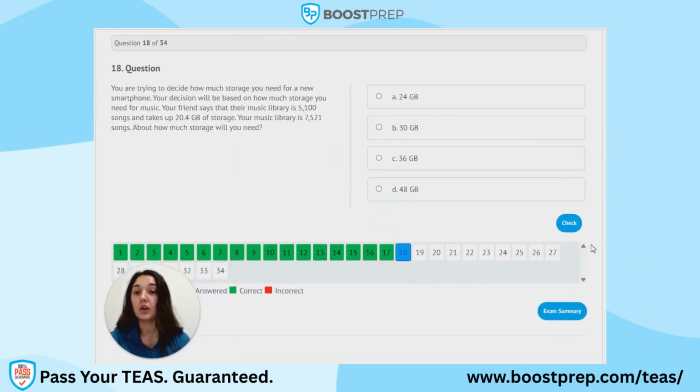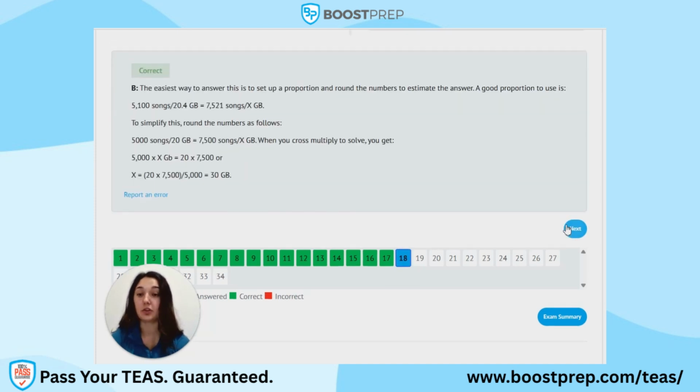Question 18. You are trying to decide how much storage you need for a new smartphone. Your decision will be based on how much storage you need for music. Your friend says that their music library is 5,100 songs and takes up 20.4 gigabytes of storage. Your music library is 7,521 songs. How much storage will you need? A, 24 gigabytes. B, 30 gigabytes. C, 36 gigabytes. D, 48 gigabytes. The correct answer is B, 30 gigabytes.